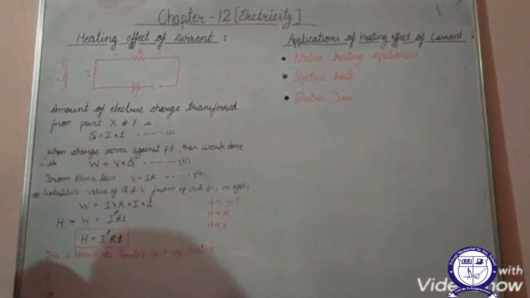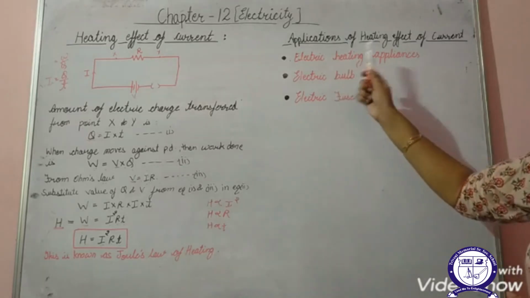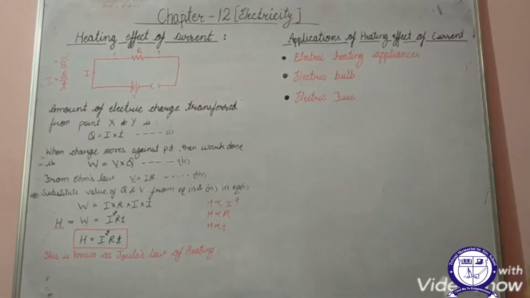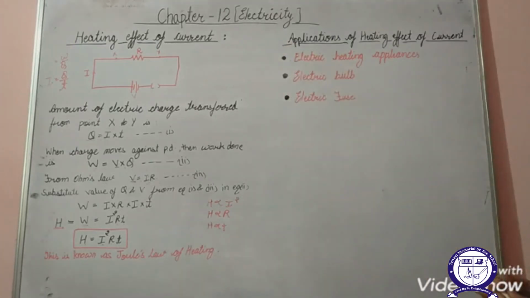Next is about the applications of heating effect of electric current. We can have a number of applications of heating effect of electric current. The very first application is the electric heating appliances. We are using a number of heating appliances at our home. Suppose oven is there, heater is there, geyser is there. All those appliances work on the heating effect of electric current.